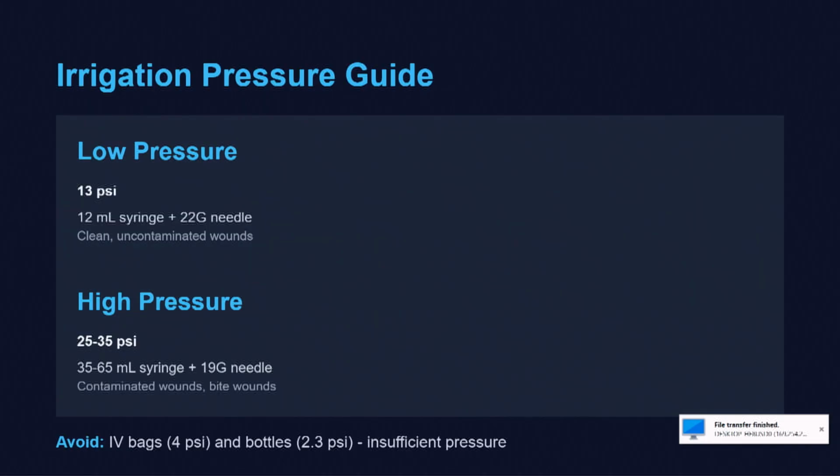So there are two kinds of irrigation system which we can use. This is more of a US setting thing. For an Indian setting, we can modify it. So we can use a 10 ml syringe with a 22 gauge needle for low pressure, which will generate a pressure of around 13 psi. We can use a 50 ml syringe with a 19 gauge needle for generating a high pressure setting, which is around 35 psi. So what we do generally is putting IV bags and a bottle to it and doing irrigation. But that produces a very low pressure and it is very insufficient for an efficient wound irrigation.